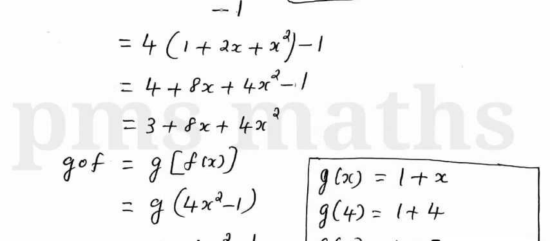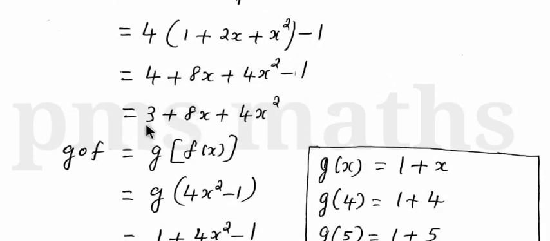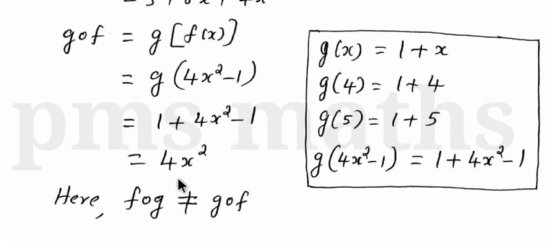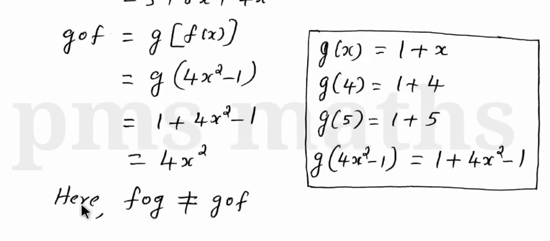Then compare. Here f of g is 3 plus 8x plus 4x square. G of f is 4x square. They are different. Therefore, we can write here f of g is not equal to g of f.